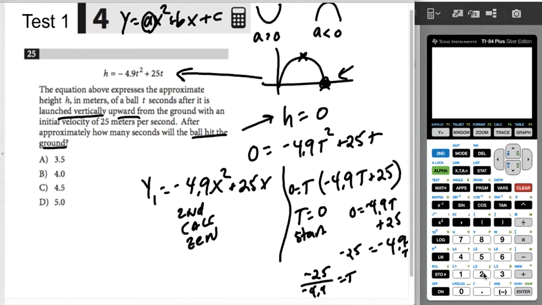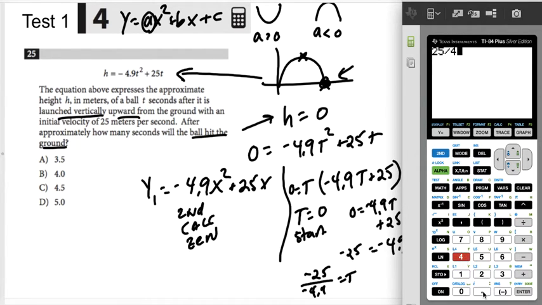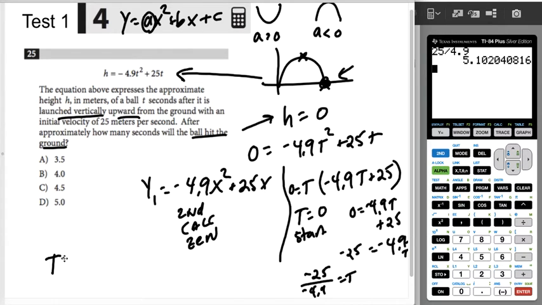That doesn't matter to me. Any of these are going to give you the same answer. When I put it in the calculator, notice I ignored the negatives because I noticed they were both negatives, and I get that t, either way you do this, is approximately 5.102-ish, give or take, right? And that is answer D.